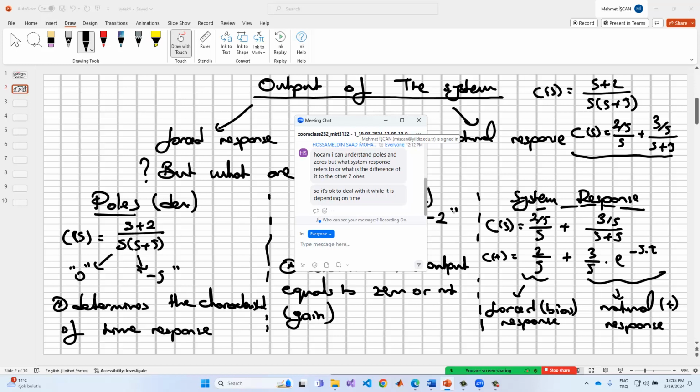Yes, we will deal with the time, okay? But the poles and zeros create the transfer function, and this transfer function yields the system response in time domain. And so if we have a bias term in this time domain, we have a forced response because it's independent of time. But the other term is a natural response because it's dependent on time. Okay?